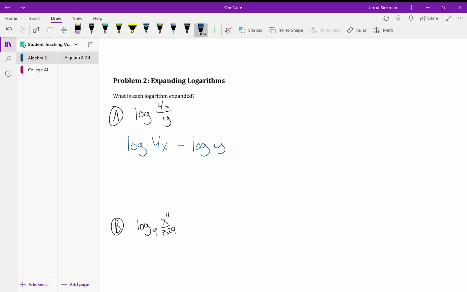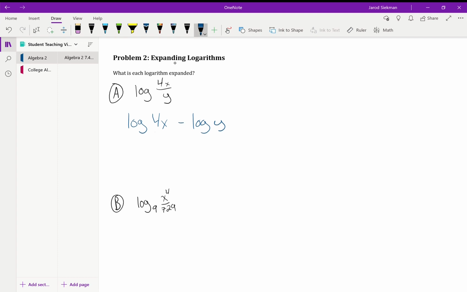Now this isn't quite expanded far enough. We can expand it further because we have 4 times x here. So we can use the product rule and look at log of 4 plus log of x minus log of y. And that is expanded as far as we can get it.